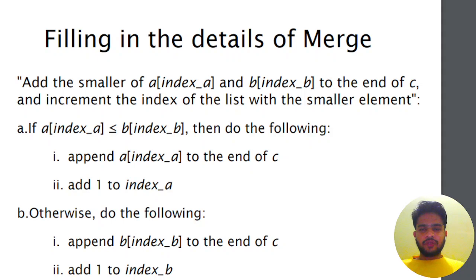Let us understand filling in the details of merge. Add the smaller of A and B to the end of C and increment the index of the list with the smaller element. If A[index A] is less than B[index B], then do the following: append A[index A] to the end of C, add 1 to index A. Otherwise, do the following: append B[index B] to the end of C, add 1 to index B.